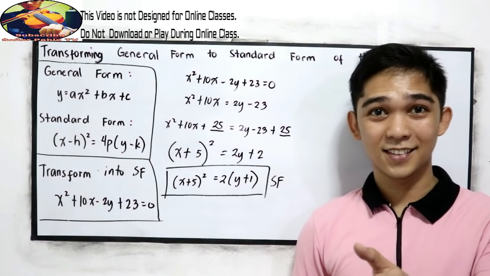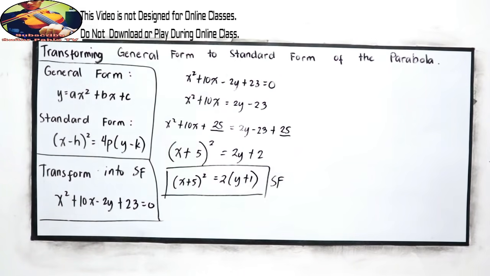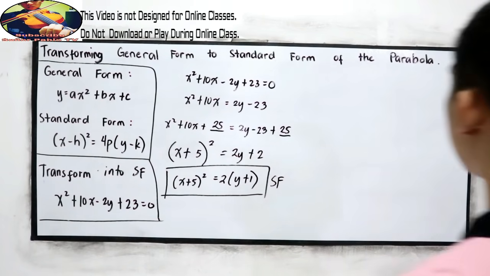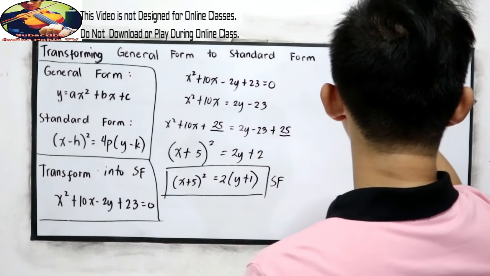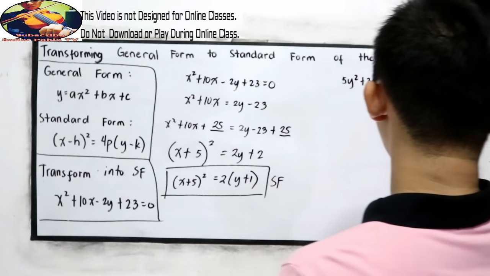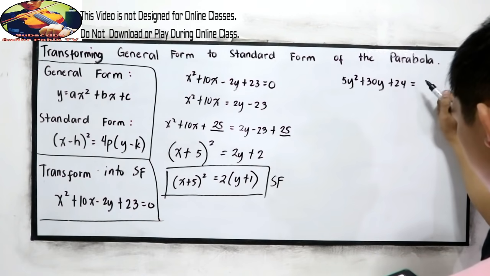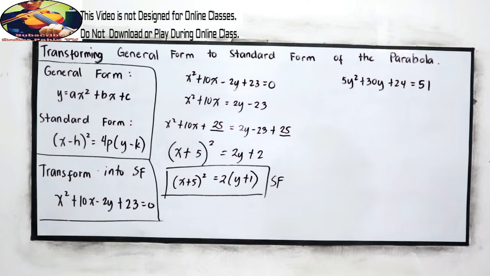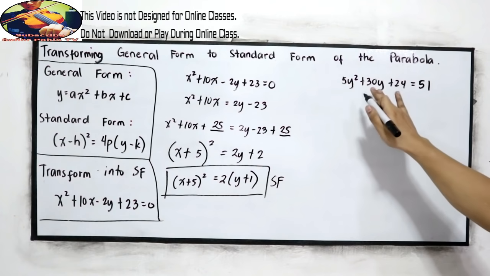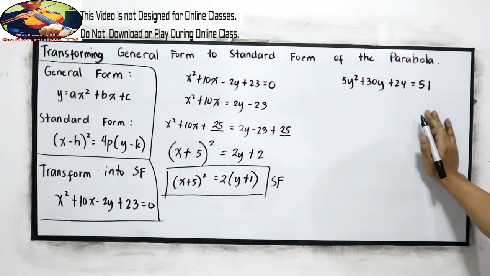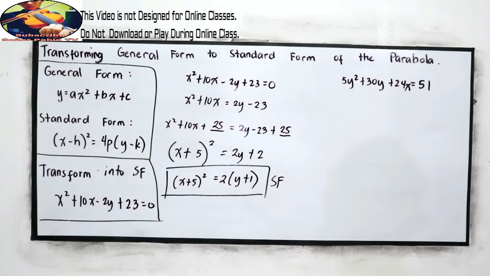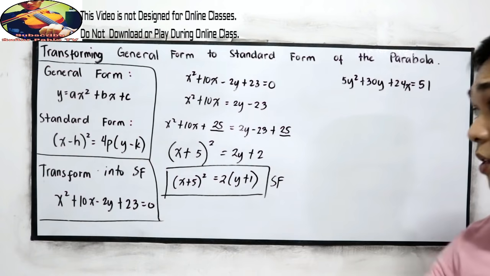Now your turn. I want you to try this problem. 5y squared plus 30y plus 24x is equal to 51. Write it into standard form.